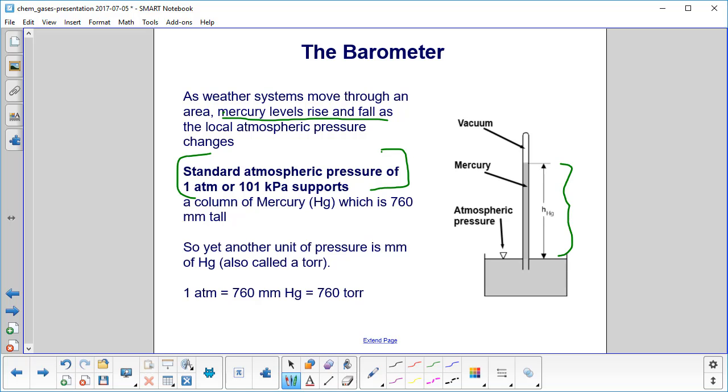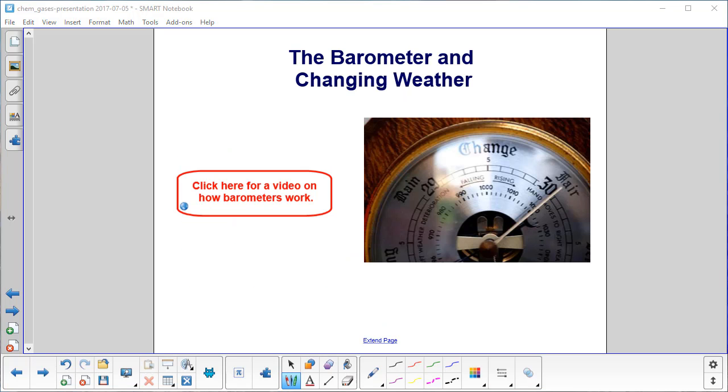So another unit of pressure, and we've actually talked about this on a previous slide, is millimeters of mercury, also called a torr. So 1 atmosphere equals 760 millimeters of mercury, 760 torr. Probably named after the Italian physicist Torricelli. Not a lot going on in this slide, however. Click here and it'll give you a very nice video on how barometers, which is what this is, work.